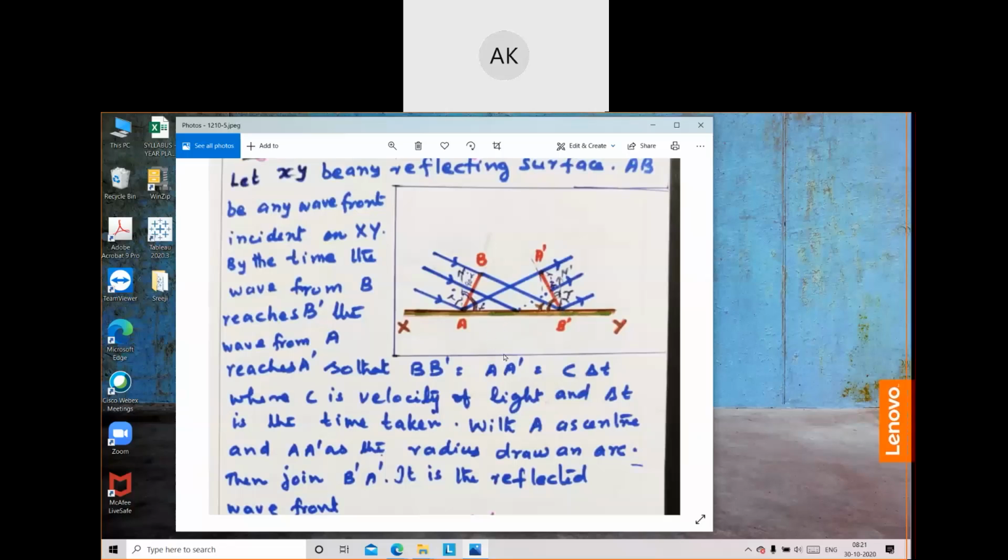Okay. Then we have to prove the law of reflection, angle i equal to angle r. That we have to prove.